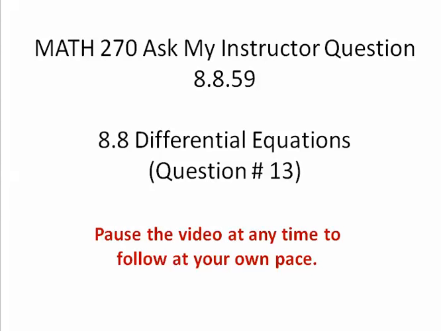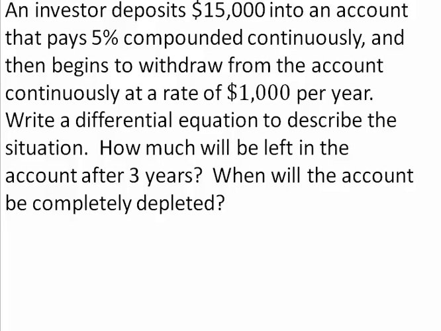8.8.59. An investor deposits $15,000 into an account that pays 5% compounded continuously, and then begins to withdraw from the account continuously at a rate of $1,000 per year. Write a differential equation to describe the situation. How much will be left in the account after 3 years? When will the account be completely depleted?